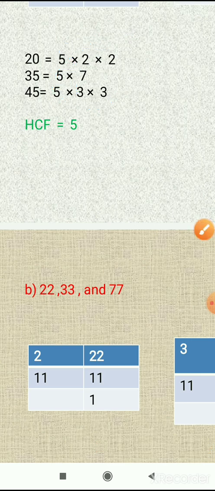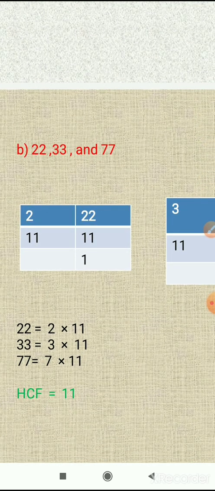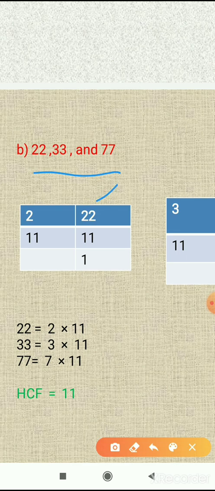Understood how to find the HCF by prime factorization method. Now we will solve next example. Next example is 22, 33 and 77. Okay, first we will find prime factorization of 22. Now 22 is divisible by 2. Okay, so by dividing 22 by 2, we get quotient 11. 11 is a prime number, so it is divisible by itself. So by dividing 11 by 11, we get quotient 1. So here we get prime factorization of 22, 2 into 11.